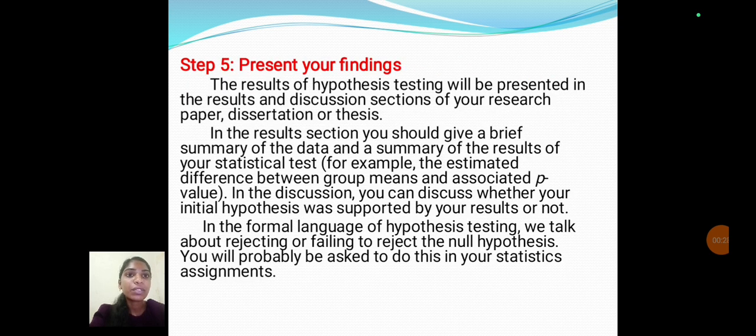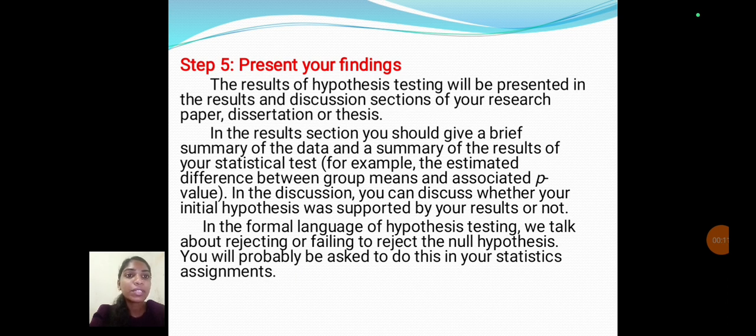Step 5. Present your findings. The results of hypothesis testing will be presented in the results and discussion sections of your research paper, dissertation or thesis. In the results section, you should give a brief summary of the data and a summary of the results of your statistical test, for example, the estimated difference between group means and associated p-value. In the discussion, you can discuss whether your initial hypothesis was supported by your results or not.